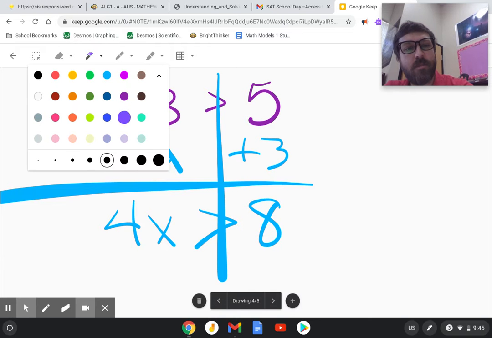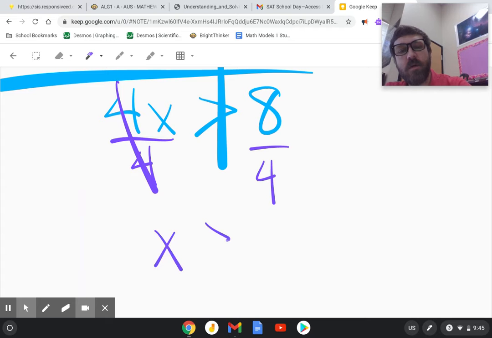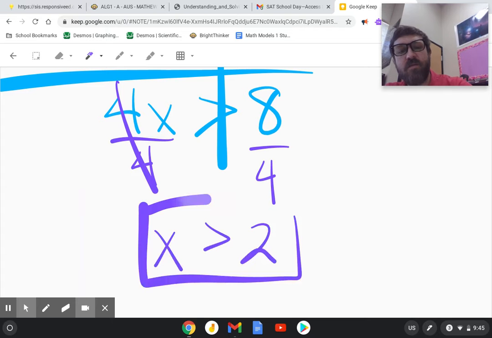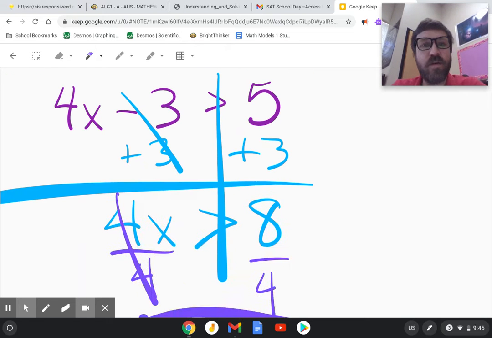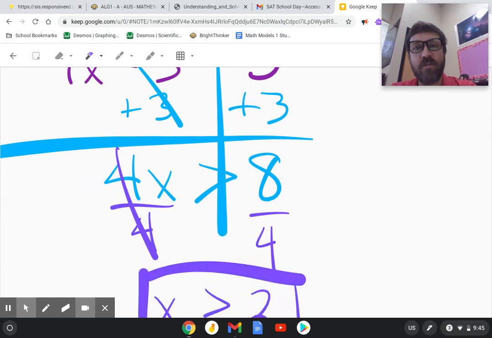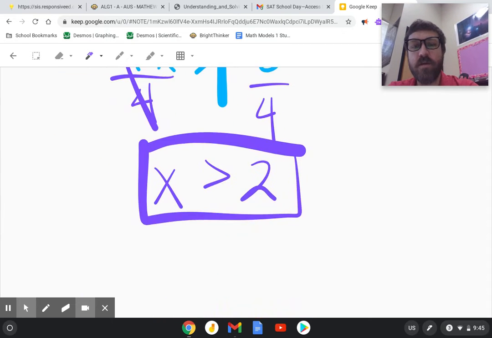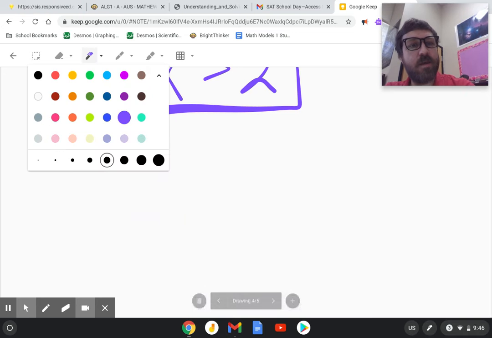Go to our next step. Divide both sides by 4. That's not a negative, so nothing happens with the inequality symbol. And we're left with x is greater than 2. Again, all this process is the same. Doing the opposite to cancel out the 3 is add 3, do it to both sides, and then divide by 4 to get rid of the 4 times x. More or less the same as what you've been doing in the previous lessons.